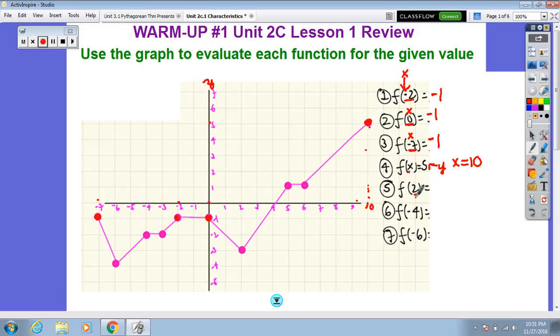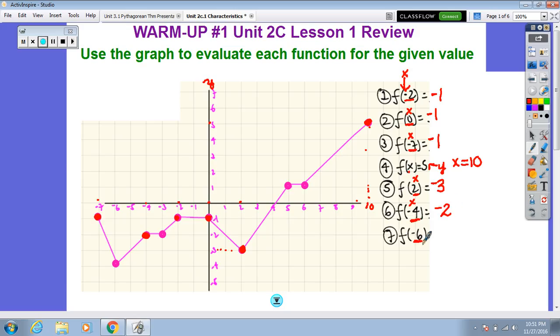Alright, here I gave you the number 2. It's inside the parentheses, so I gave you x. So we go to where x is 2, find the dot, and what is the y value? -3. Alright, for here I gave you the x value of -4. So I go to where x is -4, find the dot, and what is the y value at that dot? -2.